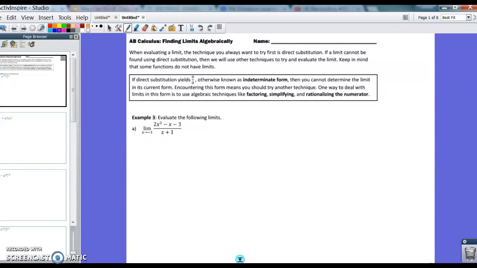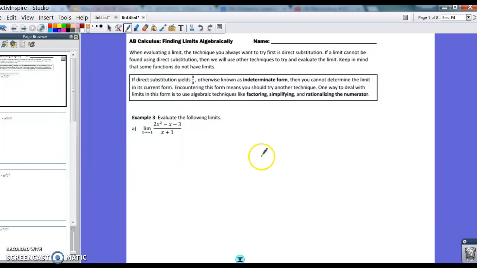Hi everyone, today we're going to talk about finding limits algebraically. Last week we talked about how to do it graphically. Now we're going to talk about doing it algebraically. And here's the idea. Like we said before, we always want to try direct substitution first. However, that might not always work.